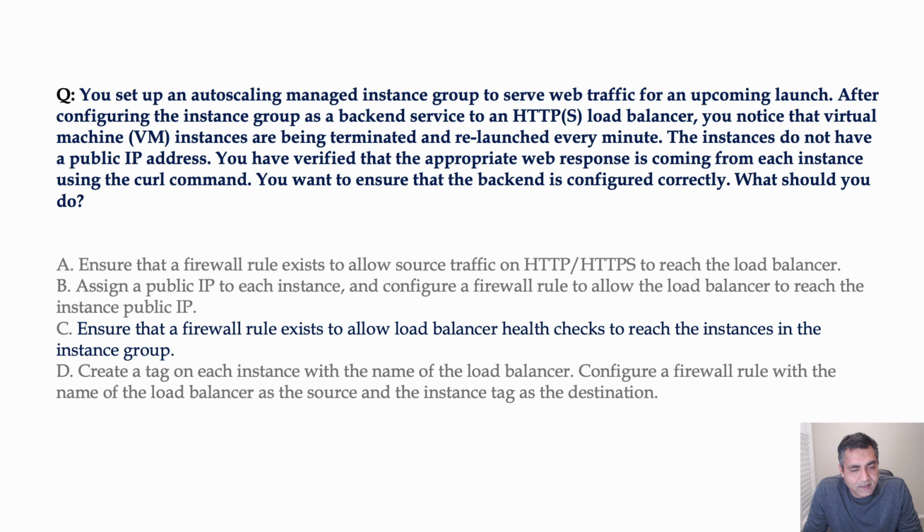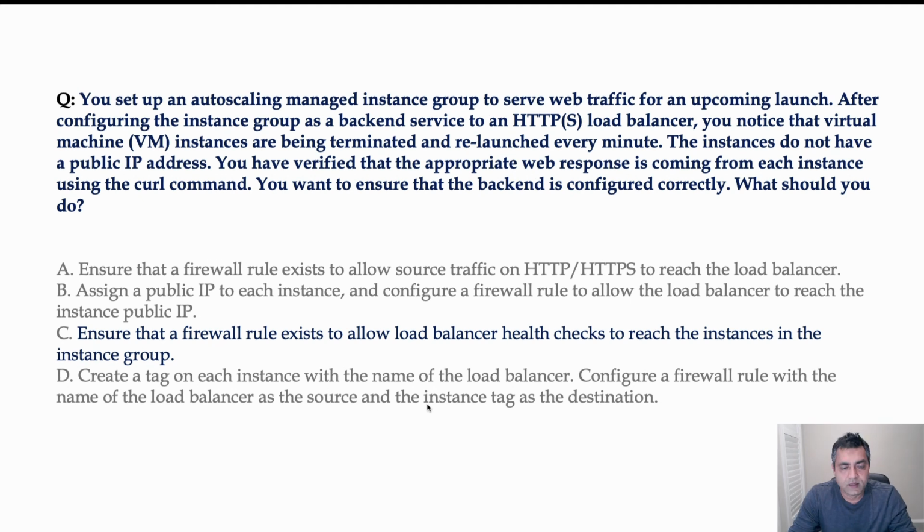A. Ensure that a firewall rule exists to allow source traffic on HTTPS to reach the load balancer. This is not correct because the issue to resolve is the VMs being terminated, not access to the load balancer. B. Assign a public IP to each instance and configure a firewall rule to allow the load balancer to reach the instance public IP. It's not correct because this introduces a security vulnerability without addressing the primary concern of the VM termination.